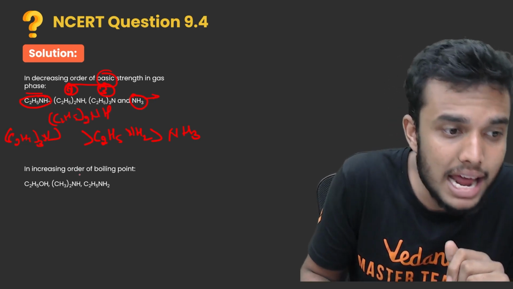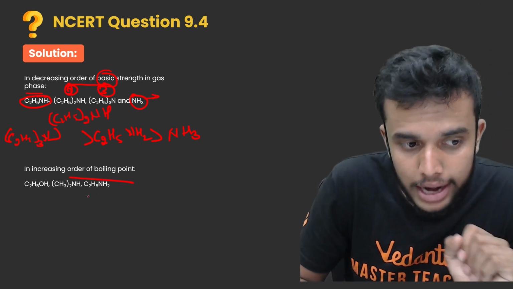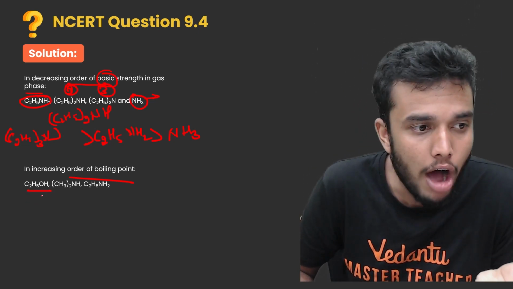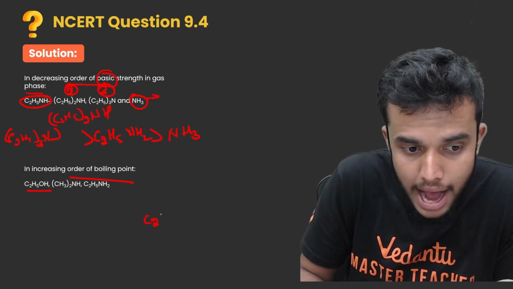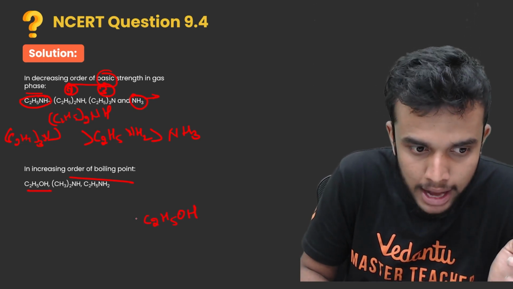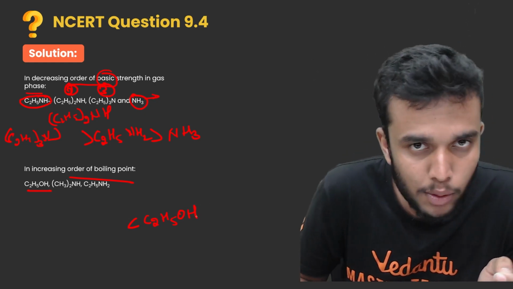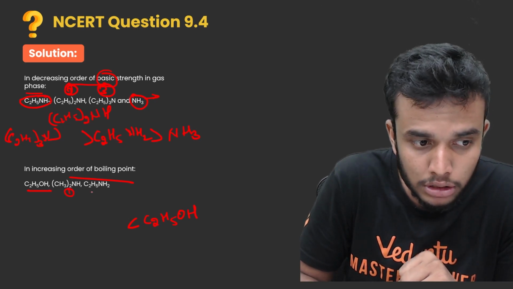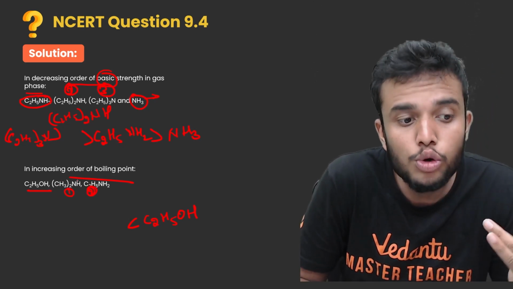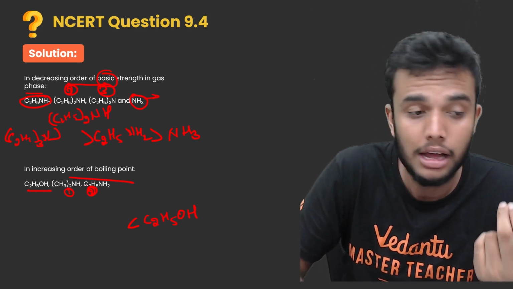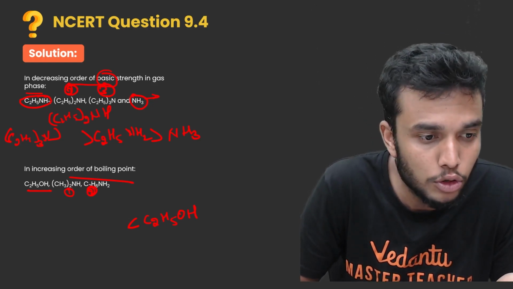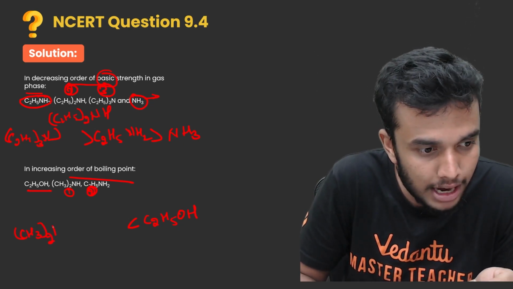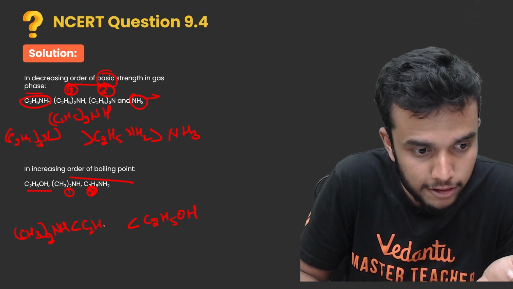Understood? Next one, arrange in increasing order of their boiling point. We already know the boiling point of alcohol is higher than that of amines. Why? Here an OH group, an OH bond is there. That's why it has a high boiling point. Let's move on to these two terms. Here CH3 2 group is there, here C2H5 group is there. Compared to this group, this group has a high boiling point. That's why the CH3 2NH comes first, then C2H5NH2.